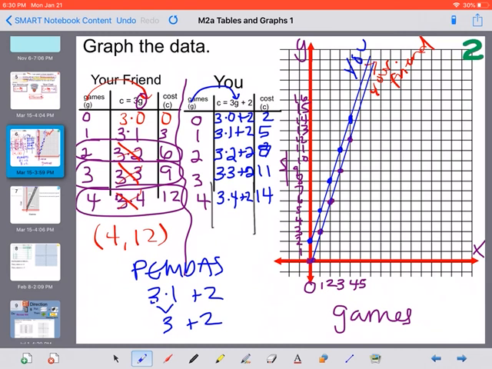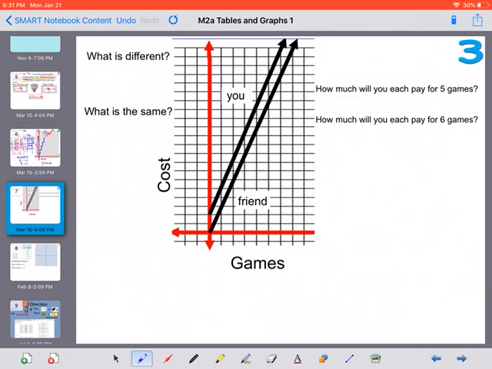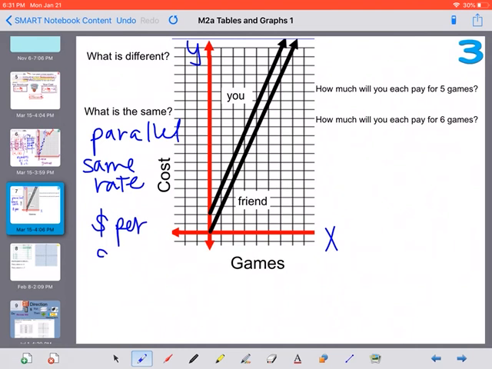So we've graphed both equations. If we flip to the back side, I have them graphed here again. It just says what is different and what is the same. Well, the same, you can see that the angles of the lines, maybe some of you know that they're parallel, or they go at the same rate, meaning we have to pay $3 per game each time. So that's the same. For every one more game that we play, we go up $3.